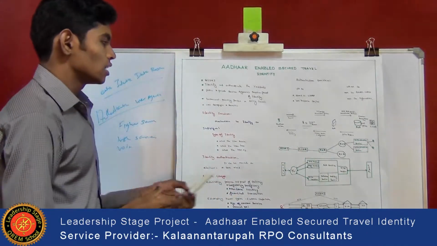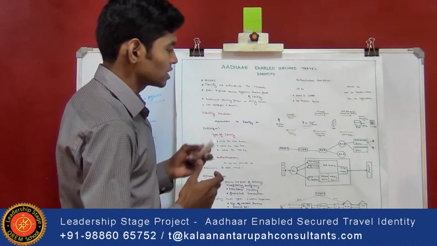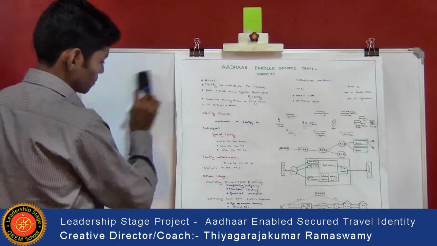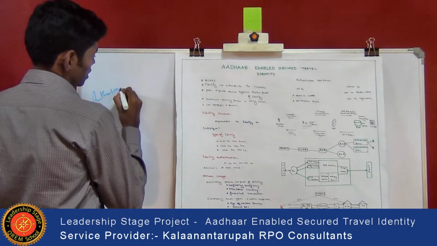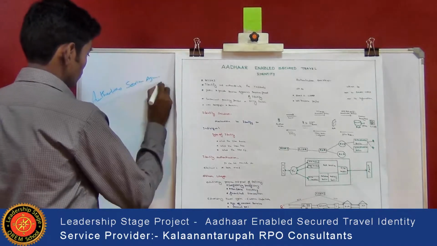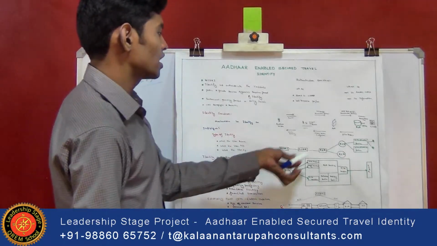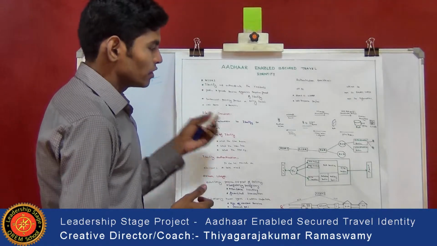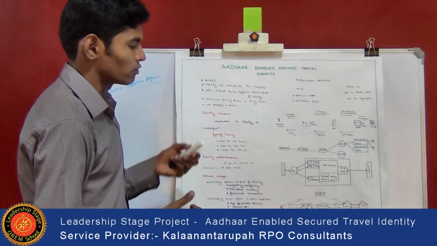Then coming to ASA, it stands for Authentication Service Agency. It will provide a secure communication between CIDR and AUA. It acts as a middleware between the CIDR and AUA. It may be hardware or maybe software also.